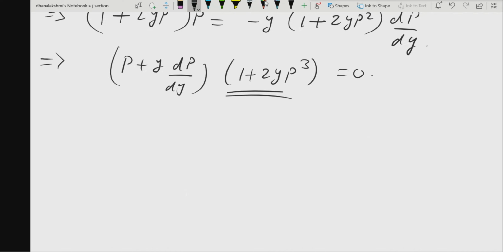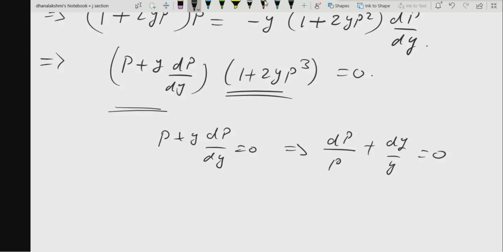So if you consider the second factor, you will get the singular solution. Therefore, we'll consider only the first factor. Neglecting the second factor, we obtain P plus Y dP by dy is equal to 0. So this is nothing but in variable separable form. So dP by P plus dy by Y is equal to 0. On integrating, you will get log P plus log Y is equal to log C. Therefore, Py is equal to C, and from here you will get P is equal to C by Y.